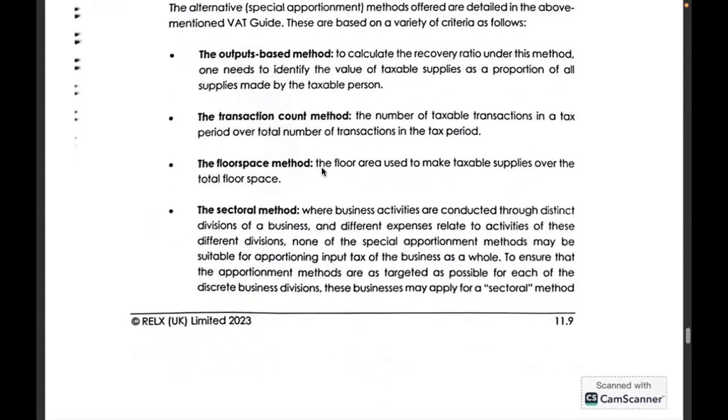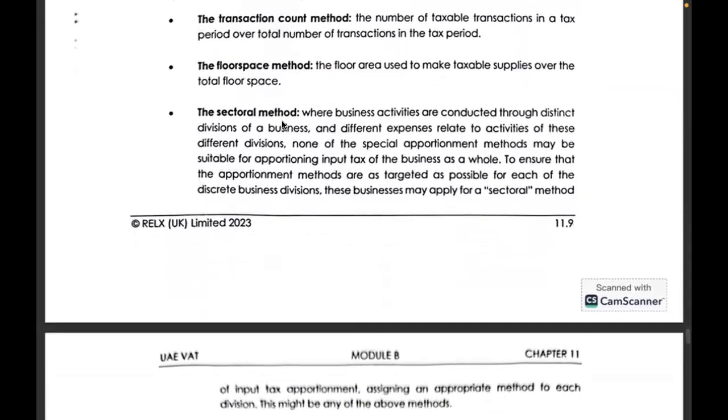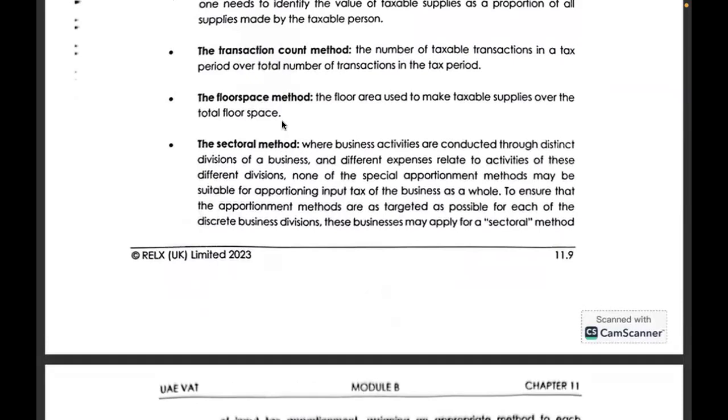Third method is the floor space method. The floor area used to make taxable supplies over the total floor space. So, this can happen, for example, in production environments where the factory floor is being used for manufacturing or producing supplies, and some of those supplies are taxable supplies, others are exempt supplies. But it will be a big question mark as to floor space. There are very few types of supplies that have been provided in the UAE VAT law as exempt supplies, if you remember, like financial services or supply of residential buildings, residential property. So few categories are there. So in each case it will differ, and we'll have to see how floor space relates to the business first of all.